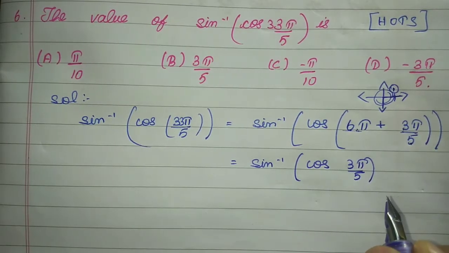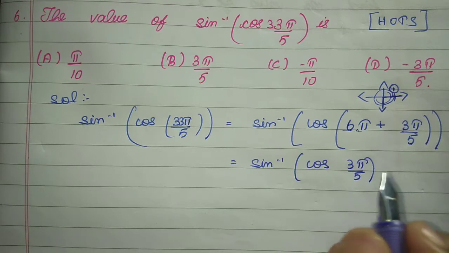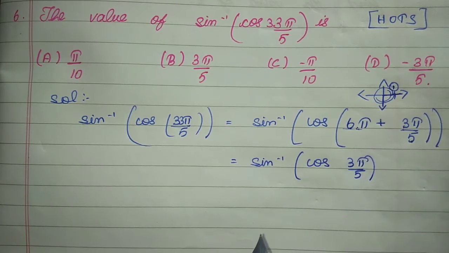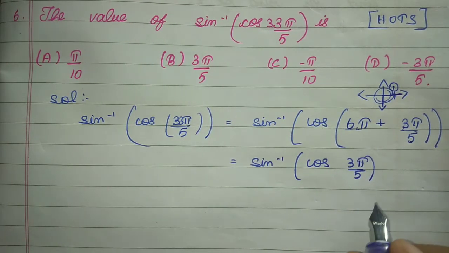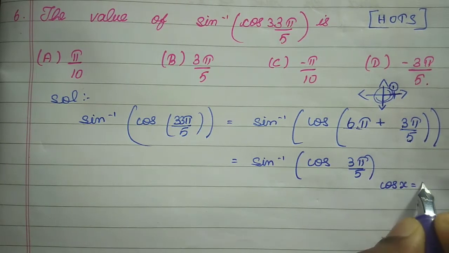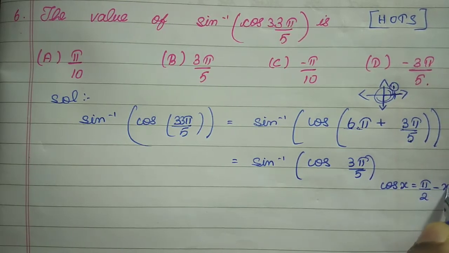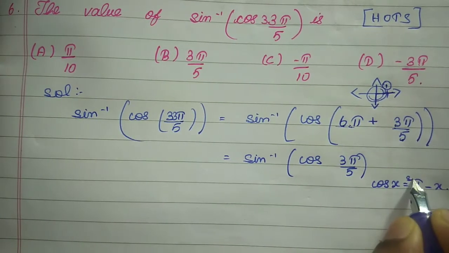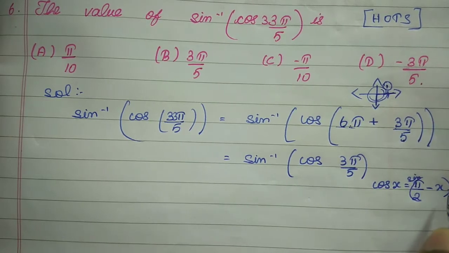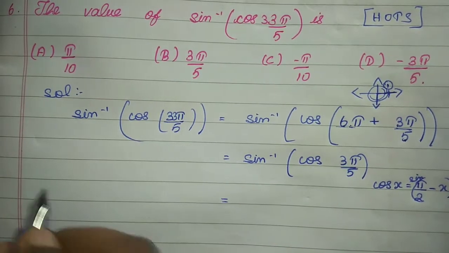Do we know the value of cos 3 pi by 5? We don't know the value of cos 3 pi by 5. But we know the formula: cos x is equal to sine of pi by 2 minus x. We will be using this formula. Let me write it again here.